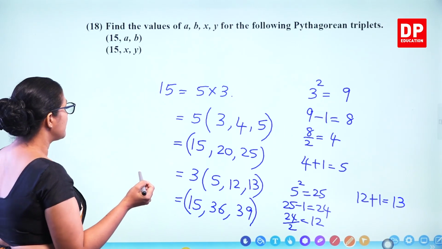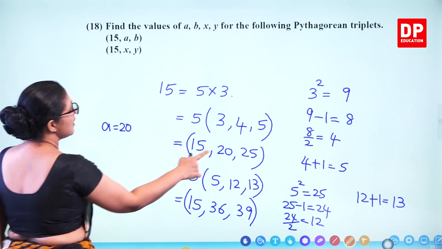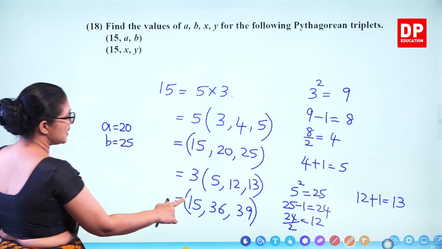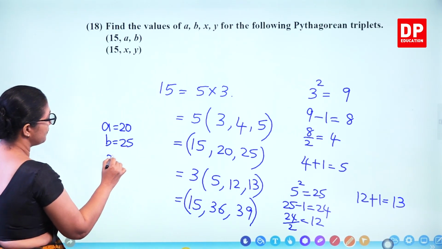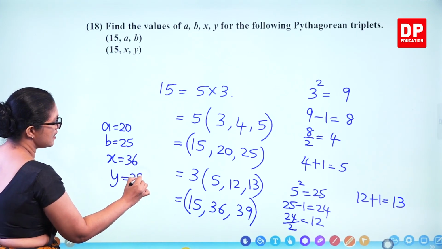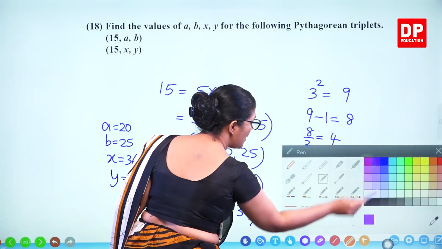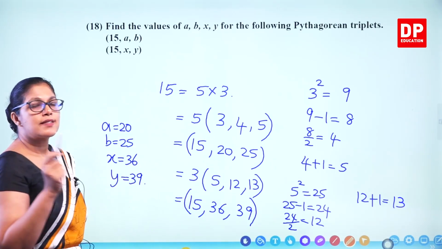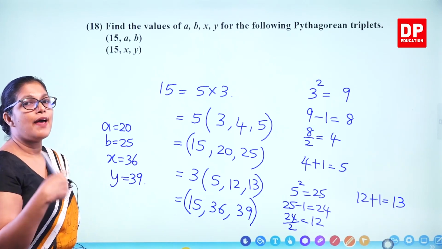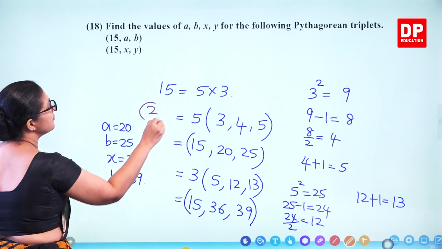So we can write a is 20, then b equals 25. If this is x, 36, y becomes 39. So easily you can find the triplets. So what's the method? You square it, subtract 1, divide by 2. You get one number of the triplet, and then add 1 to get the other one. So 2 marks for that.